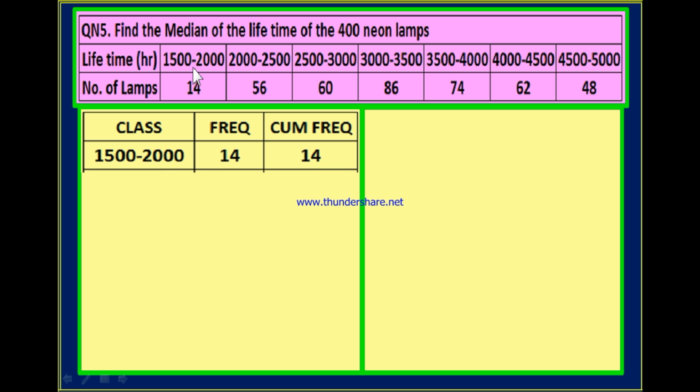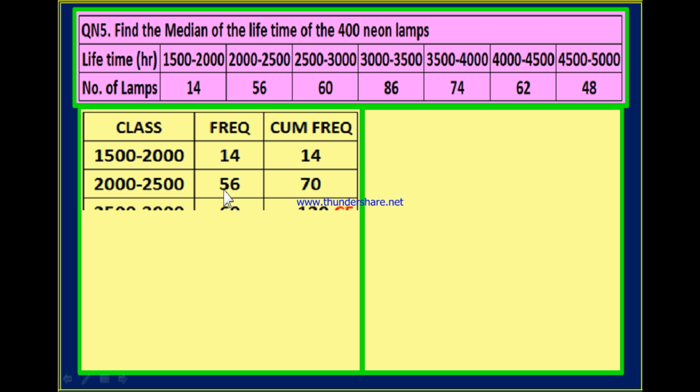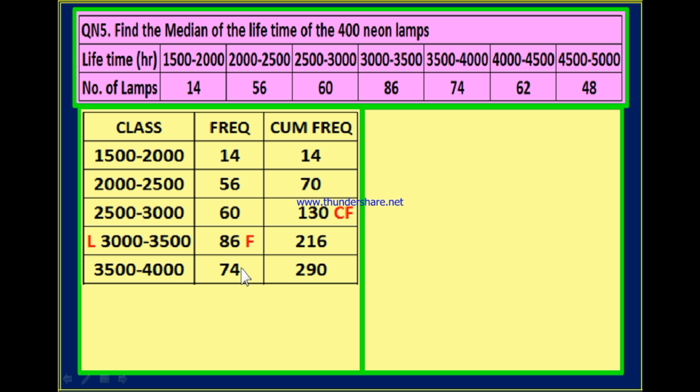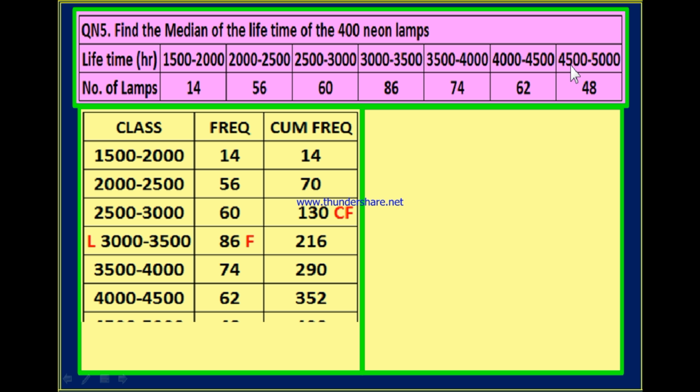Now the first class 1500 to 2000, the frequency is 14. 2000 to 2500, the frequency is 56. 2500 to 3000, the frequency is 60. 3000 to 3500, the frequency is 86. 3500 to 4000, frequency is 74. 4000 to 4500, frequency is 62. And 4500 to 5000, the frequency is 48.